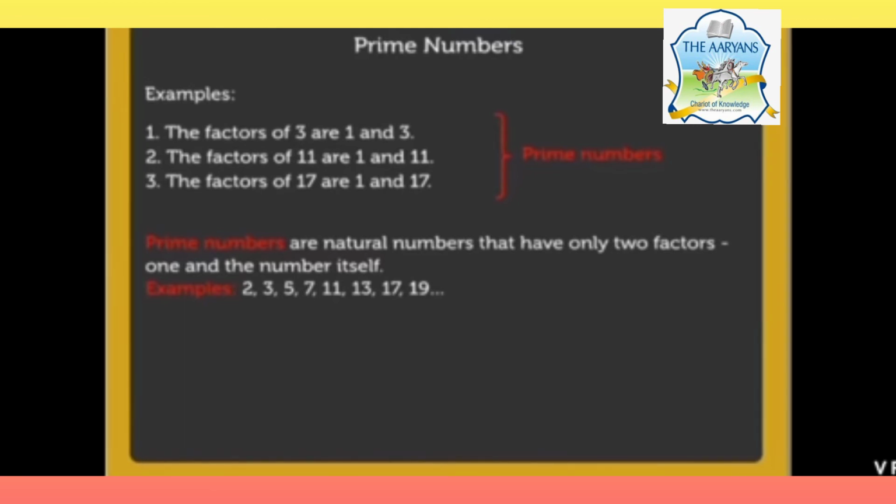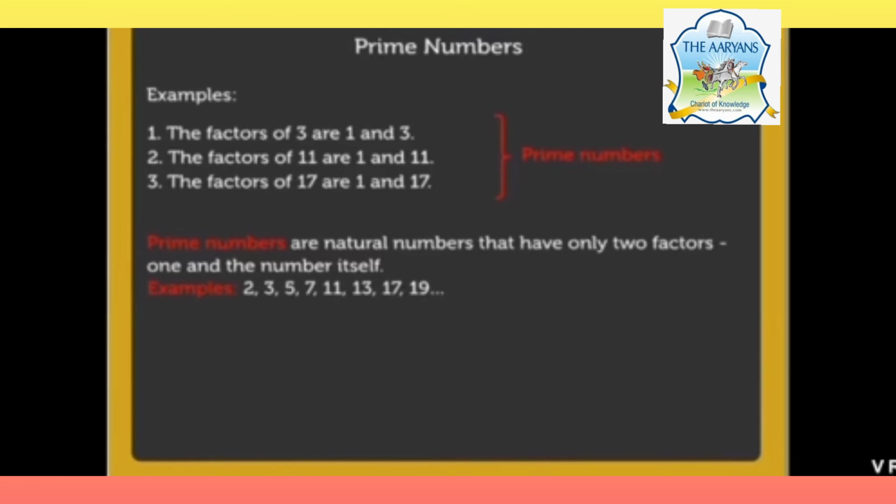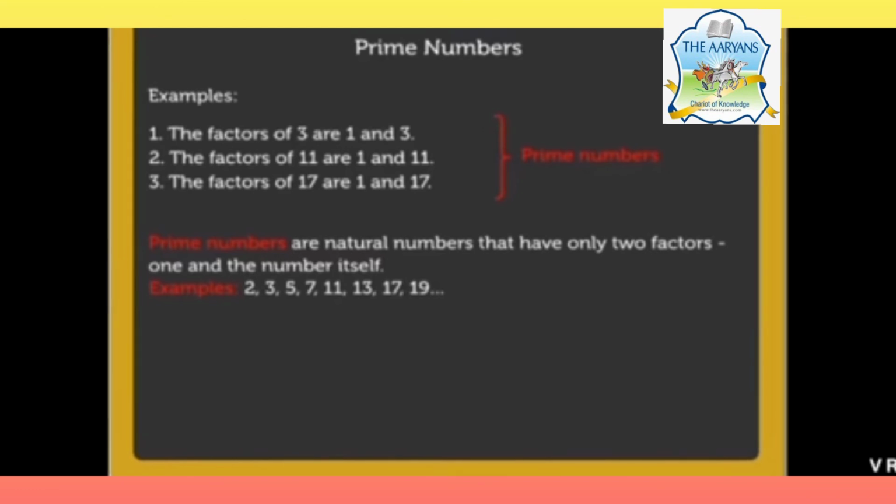The numbers which have only two factors, which two factors are they? Either 1 and the number itself. Like, what are the factors of 3? 1 and 3. Right? 3 can have only 2 factors. 3 comes only in the table of 1 and the table of 3. So 3 is a prime number because it has only 2 factors, and those 2 factors are 1 and the number itself. Those numbers are known as prime numbers. For example, 2, 3, 5, 7, 11, 13, 17 and 19, they all are prime numbers.